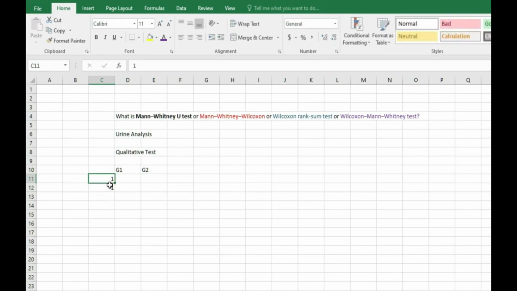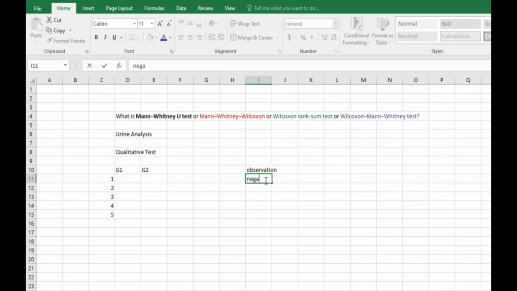Here we have two groups, group 1 and group 2, and we have taken 5 animals in each. Group 1 will serve as the control and group 2 will be the test experiment. The Mann-Whitney test is applicable only for two groups, so that's why we have taken two groups. Here I'm going to show you some observations.